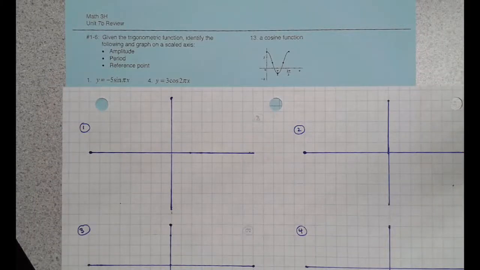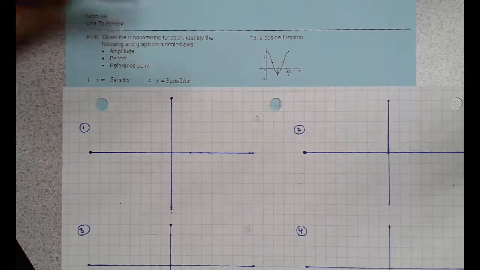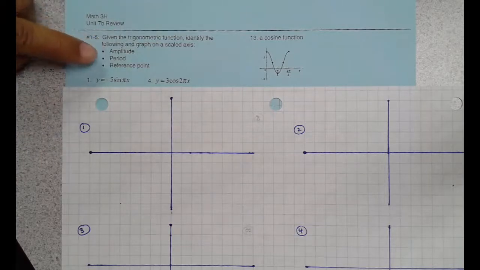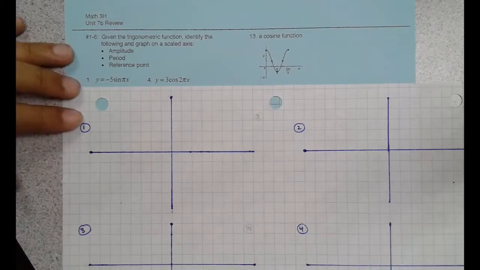Okay, I'm going to go over the Unit 7B review. So basically the first six problems, we're going to be graphing these, making sure that we scale the axes. We're going to figure out the amplitude, the period, and the reference point. So let's first off do the first problem here.